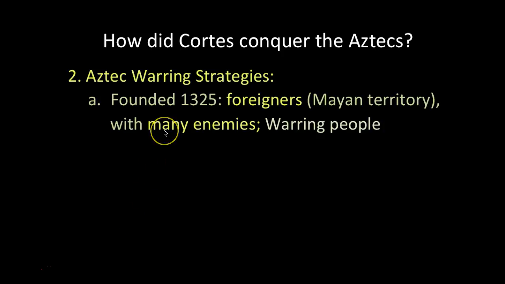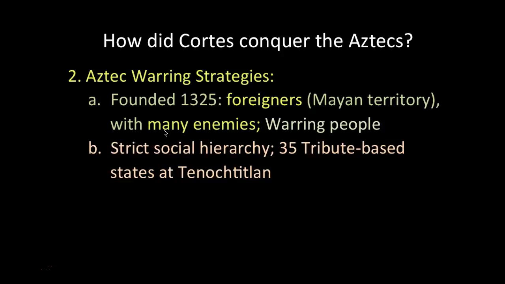Okay, so second point, how did Cortes conquer the Aztecs? Well, part of that was the Aztec warring strategies. The Aztec Empire was founded in 1325, and they were considered foreigners in former Mayan territory. They had many enemies, and they were considered a warring people. They had many enemies because they had 35 tribute-based states centered at Tenochtitlan, which was that map that we looked at in the beginning here.